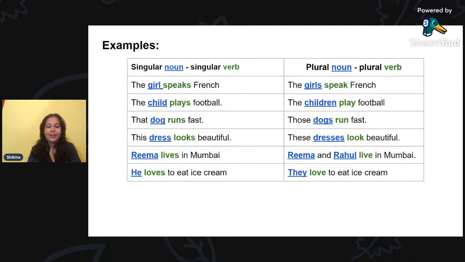Okay. The last sentence is: he loves to eat ice cream. He, singular subject; loves, singular verb. Yes, he loves to eat ice cream. They, plural form of the subject; love, plural form of the verb. They love to eat ice cream.